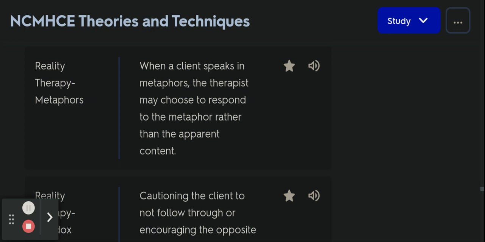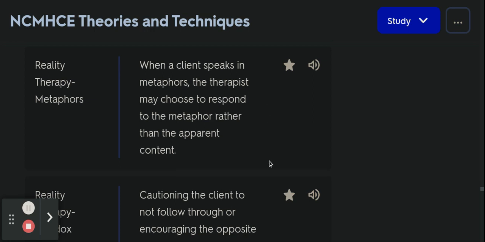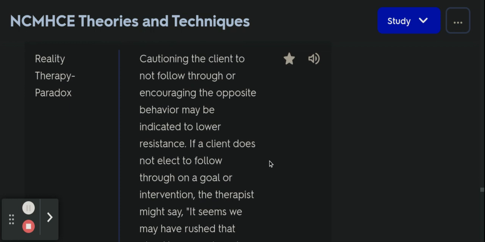Reality therapy: metaphors. When the client speaks in metaphors, the therapist may choose to respond to the metaphor rather than the apparent content.